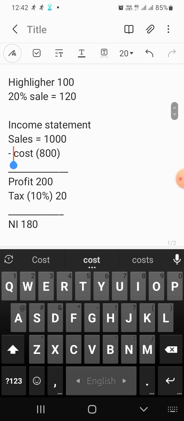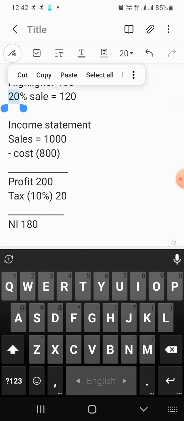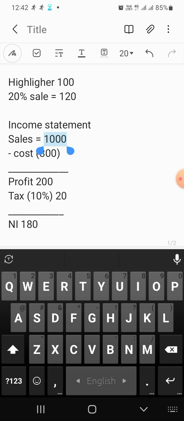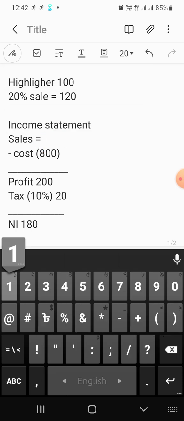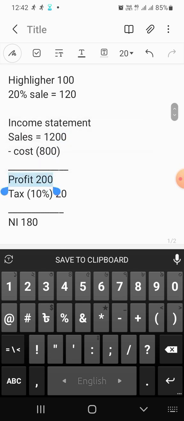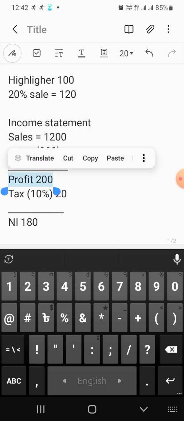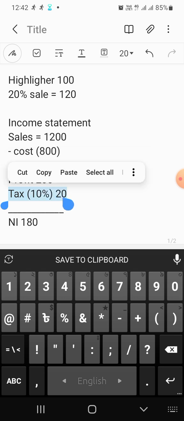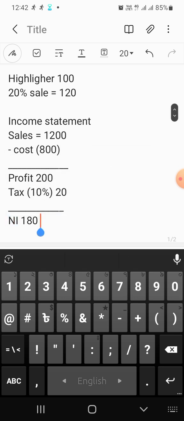So now at this point I want to boost my sale, and I want to grow my sale at a 20% rate. If I grow 20%, the 20% of 1000 is 200. That is, my new sale will be 1200. Now the question is, if I increase my sale, automatically this cost will increase. If cost is increased, my profit will also change, the tax amount will change, and the net income will be changed. Okay, so I know that sales have increased 20%.